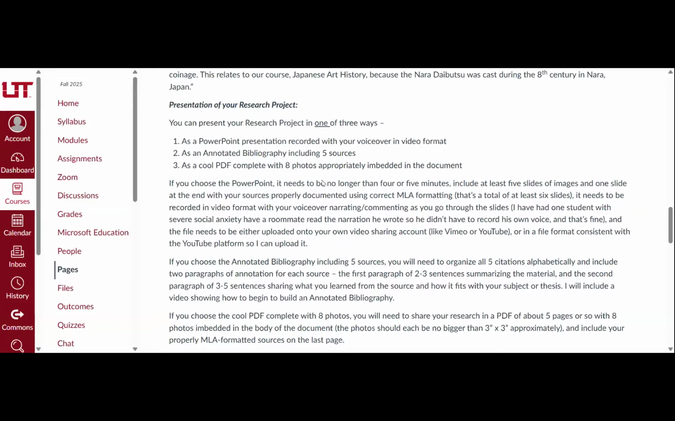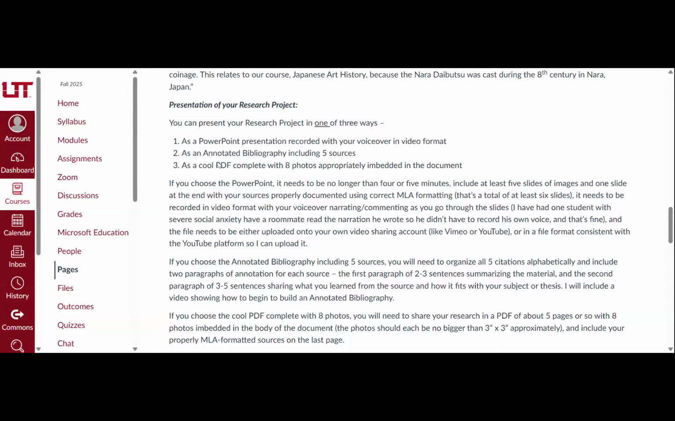And then the third is a cool PDF complete with 8 photos appropriately embedded in the document. This PDF is 5 pages of solid writing with 8 photos that are about 2 inches on the side. By solid writing, I mean 1.5 to 2 line spacing for each line. You fill up 4 pages with the writing and the pictures, and then the last page is your citation list. That's 8 photos, no bigger than 2 inches, embedded appropriately throughout the document.